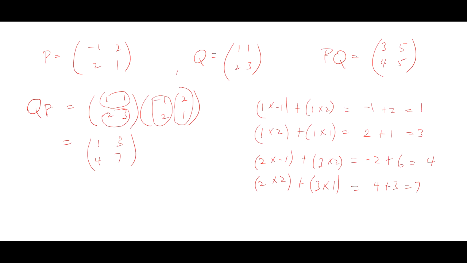So if you notice, QP is 1, 3, 4, 7, and PQ is 3, 5, 4, 5. So therefore we can say that PQ is not equal to QP. This is another typical examination question. They are going to ask you to check if we multiply the matrix in one direction, whether we are going to get the same thing in the other direction. And the thing is, you will not. It's very easy to prove by showing your calculations.